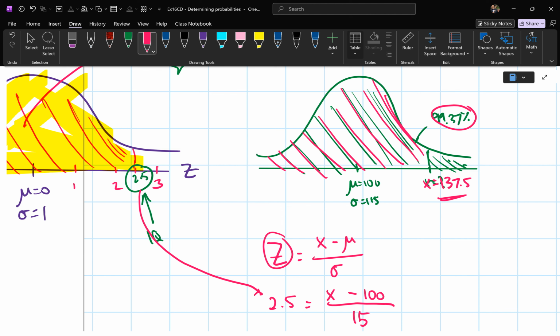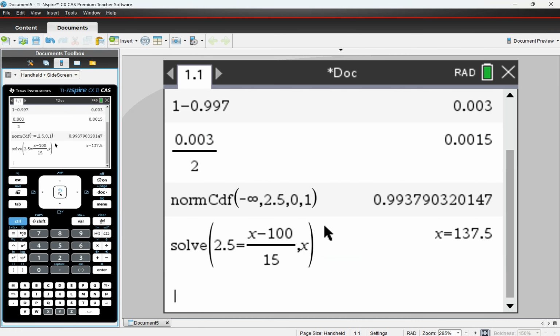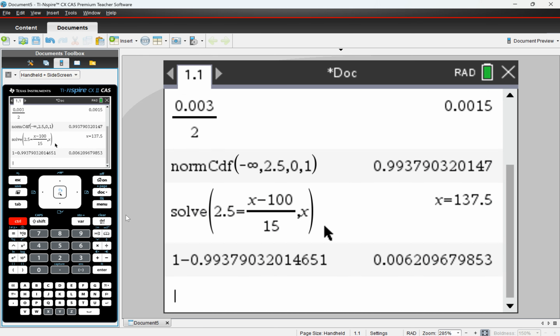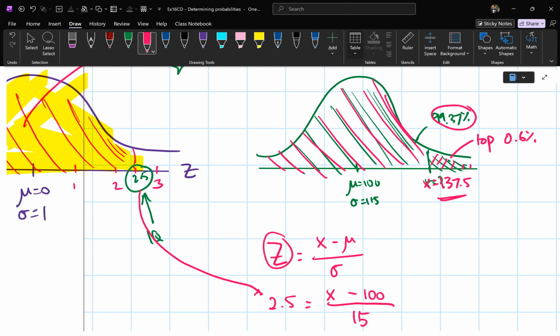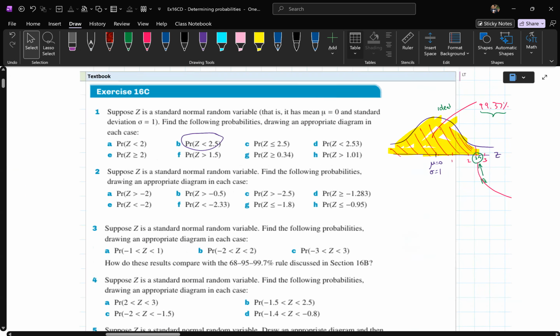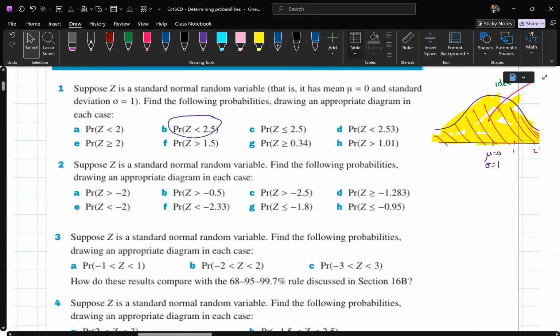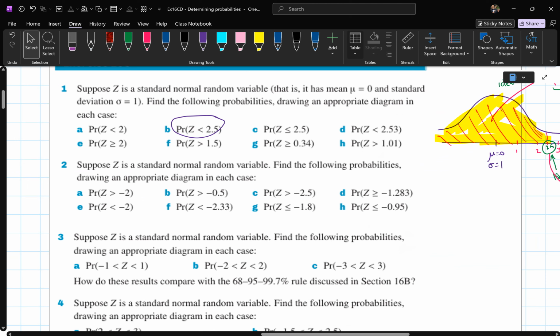Okay. Now, if you want to know what top percentage that is, you have to be the top 100 minus 99.37. Probably easier to do 1 minus this one. You have to be in the top 0.6% of the population to get an IQ score of 137 and above. Okay? So that's exercise 16C there, which you don't have access to. But can you see how I'm using it to answer the questions?